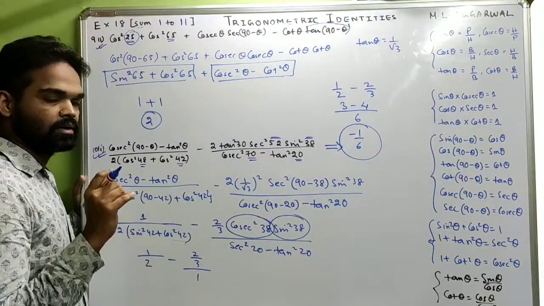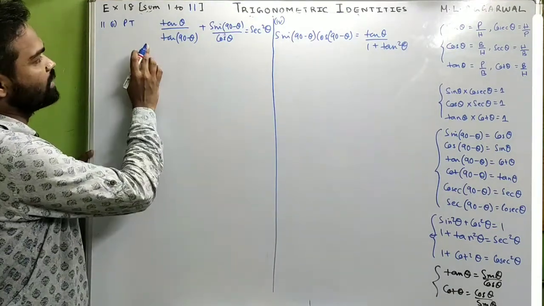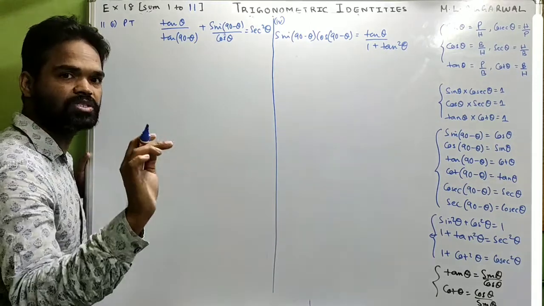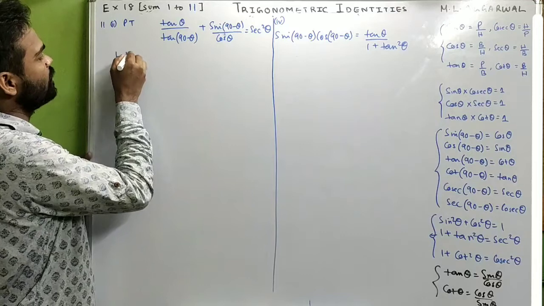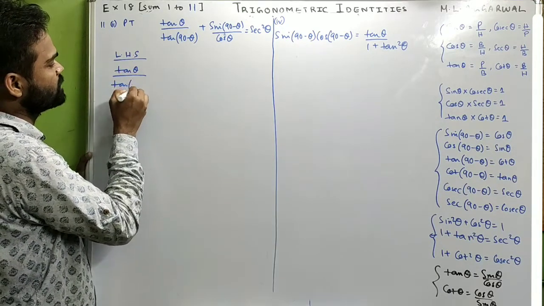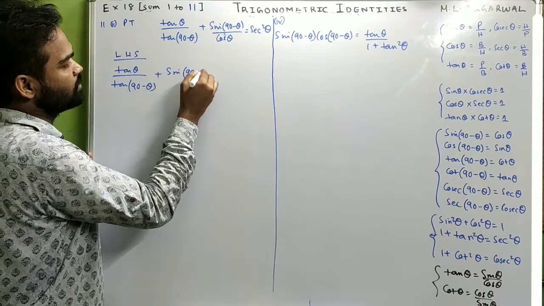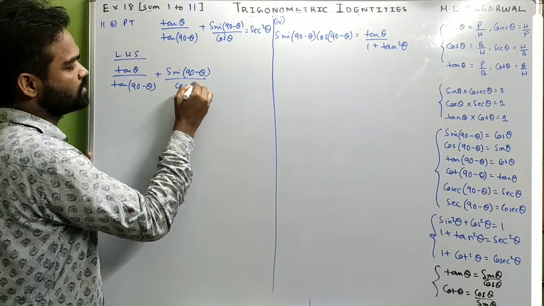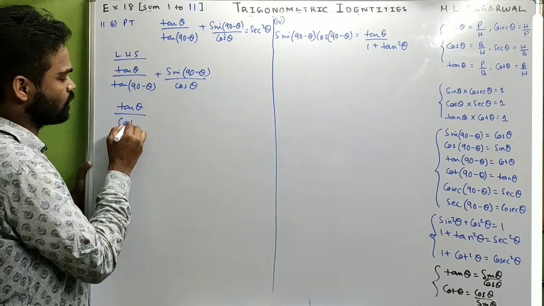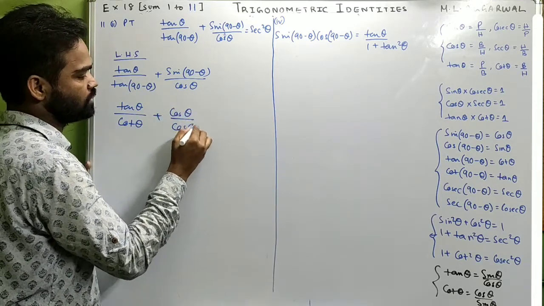Done. Now let us look at the next sum. Now look at 11 part 2. Very simple. Prove that tan theta by tan 90 minus theta plus sin 90 minus theta by cos theta equals sec square theta. We'll take the left hand side. Tan theta by tan 90 minus theta plus sin 90 minus theta by cos theta. Now we know this is tan theta, tan 90 minus theta is cot theta, plus this is cos theta by cos theta.